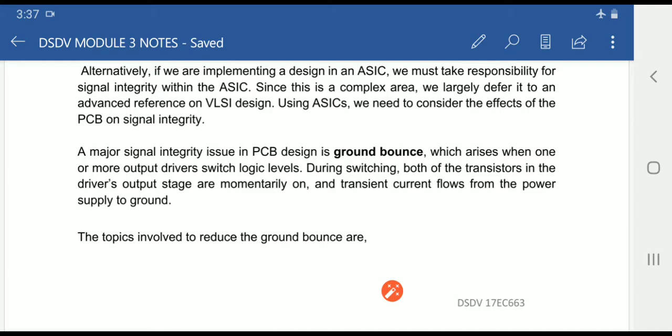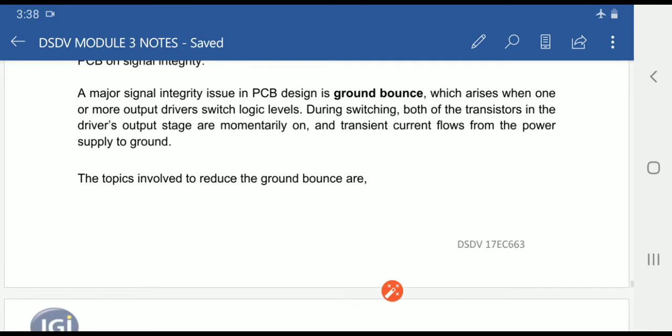It appears when the current flows from the power supply to ground. It is also called a phenomenon in which a gate voltage occurs less than the local ground potential, which causes unstable operations. This is also known as ground bounce. Now we will discuss a few topics involved in reducing the ground bounce.